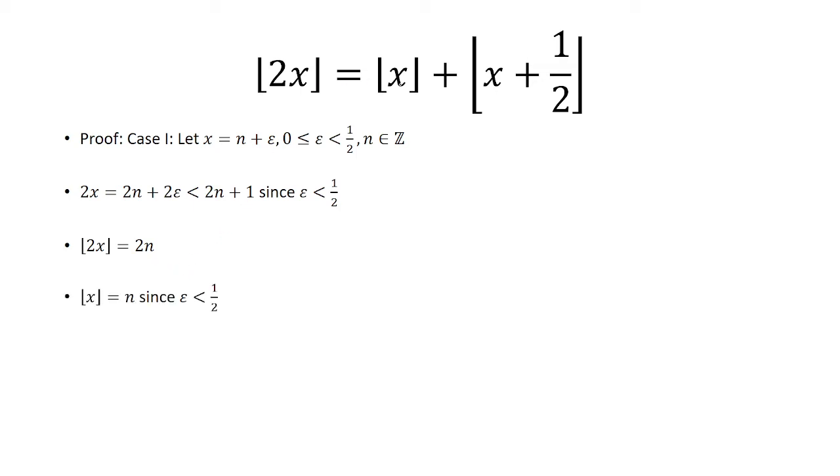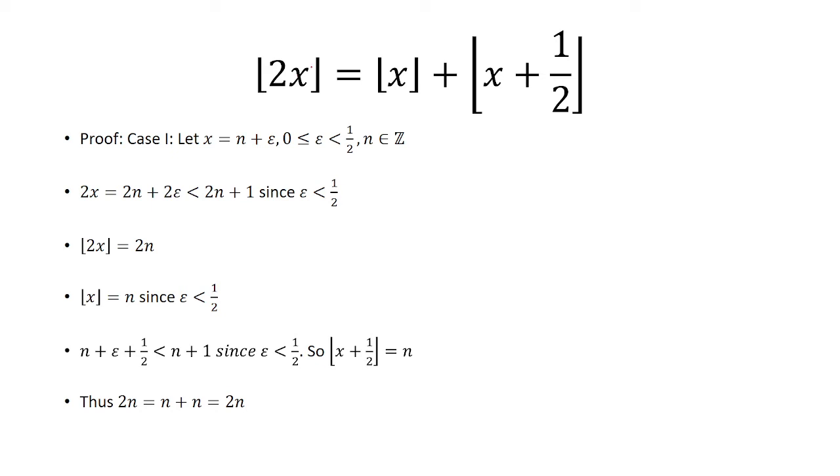And now the floor of x is obviously going to equal n, since it's greater than n but less than n plus 1. Now n plus epsilon plus 1/2 is going to be less than n plus 1, since epsilon is less than 1/2, and when you add 1/2 to that, it's going to be less than 1. And so the floor of x plus 1/2 has to equal n.